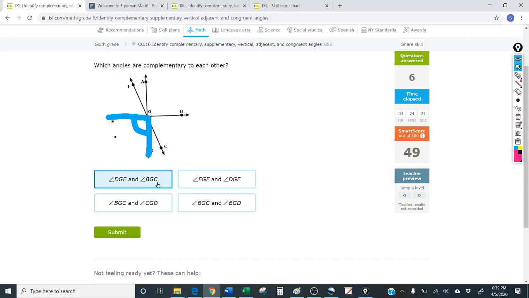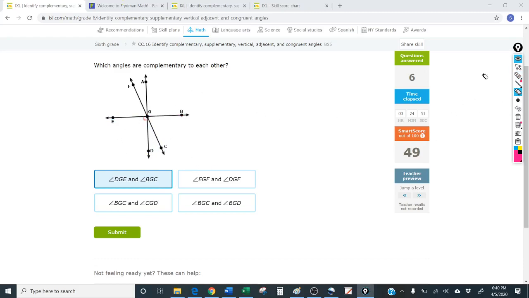So DGE is this angle right over here. BGC is this angle over here. Are these angles complementary to each other? Do they add up to 90 degrees? There's nothing about this construction here that tells me that they add up to 90 degrees. There's no reason for me to think that they do.